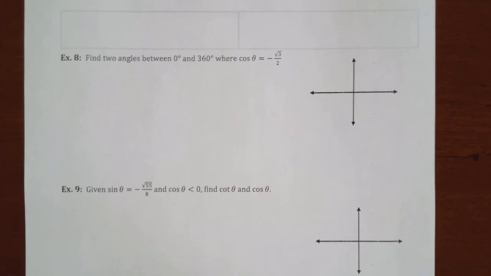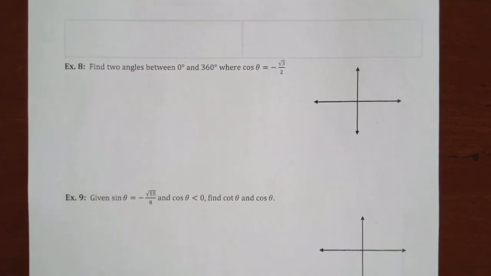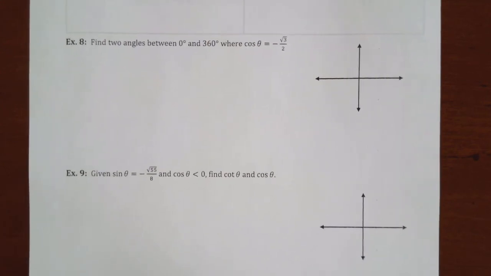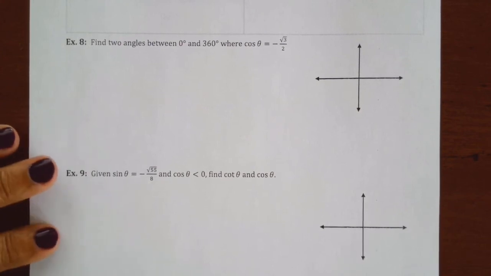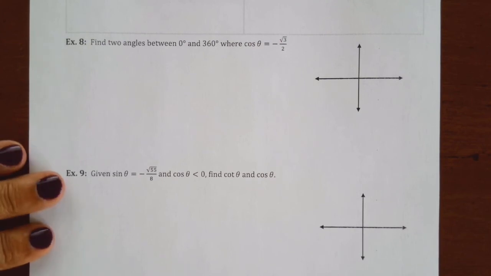All right. Last few examples. So here we're looking at answering these questions. That just depends on what they give you. So these are all good problems that you could be asked. So look at example 8. Find two angles between 0 and 360 where the cosine is equal to negative square root of 3 over 2.